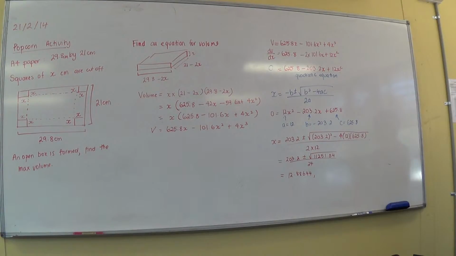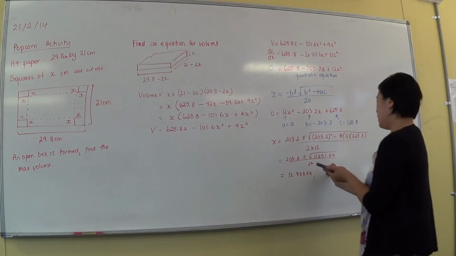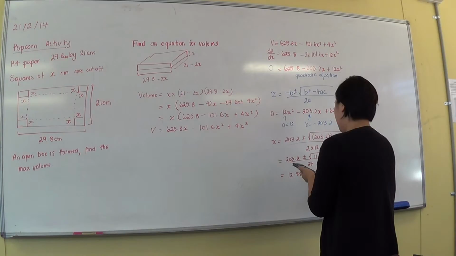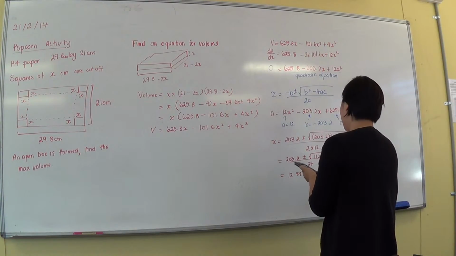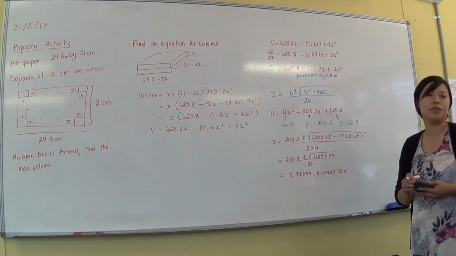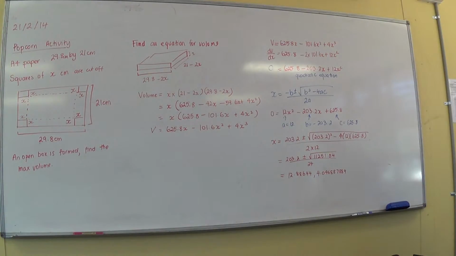Okay, we'll see what we get. It's the 4 one that works. Yeah, it's the 4. It should be your final answer. Okay, so 4.046, 046, 887881. Okay, so that's your two solutions.